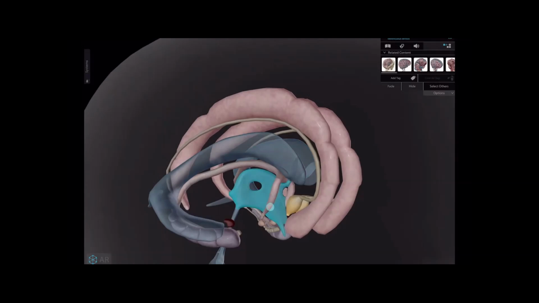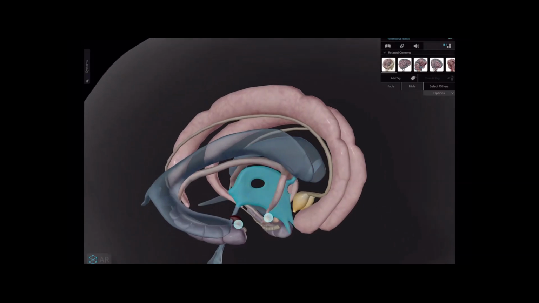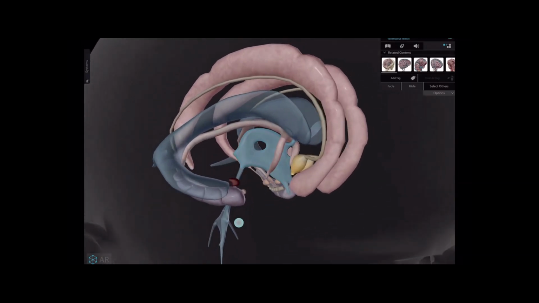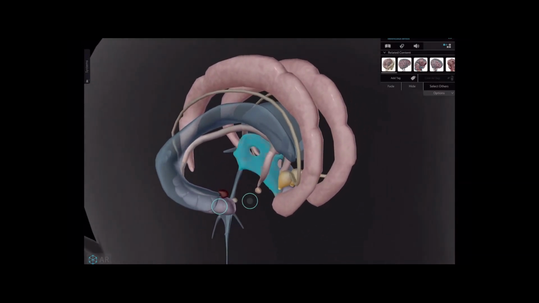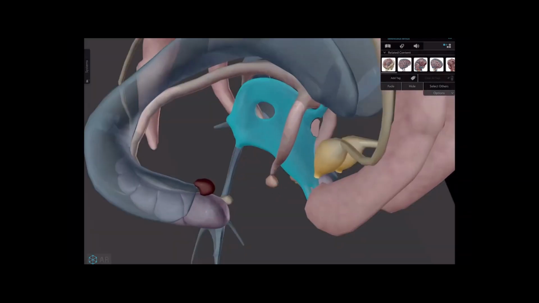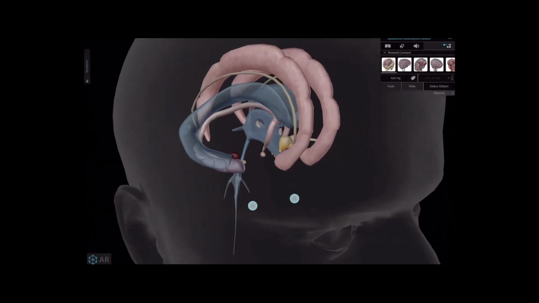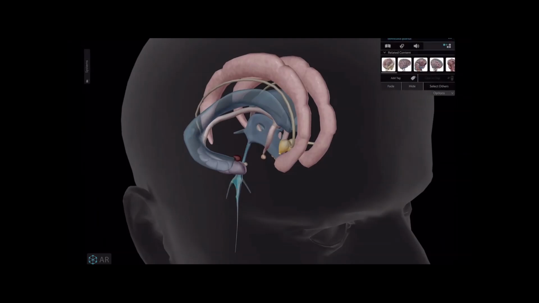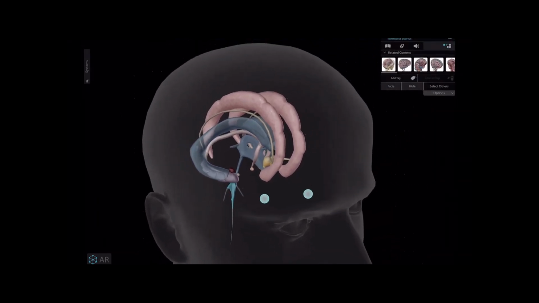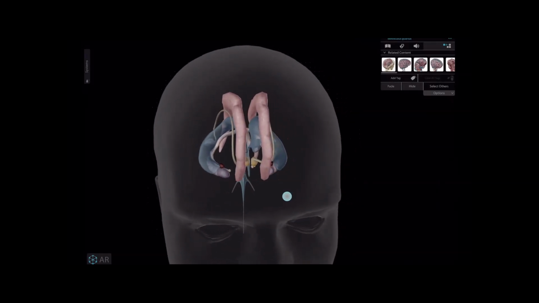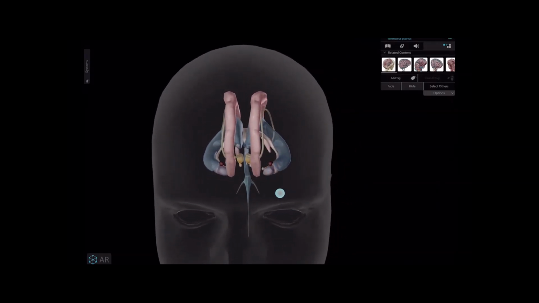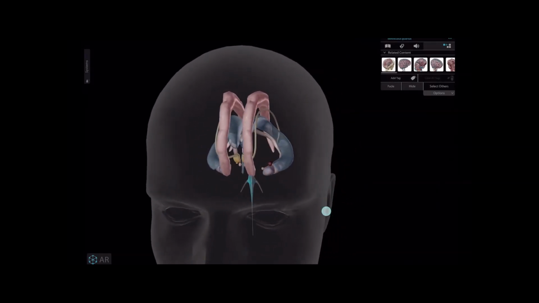Here's the third ventricle. Our fluid's going to flow, remember, through the cerebral aqueduct, and then it's going to exit. Here's the fourth ventricle. Okay, so those ventricles sit inside like that.